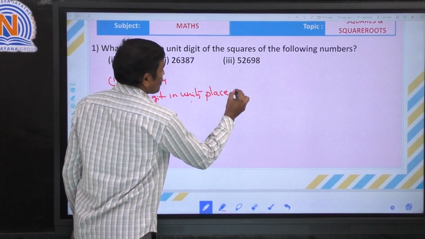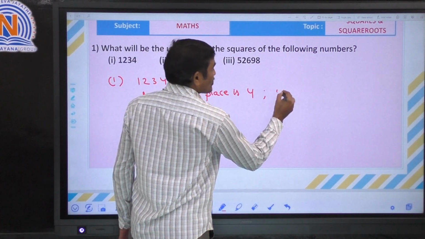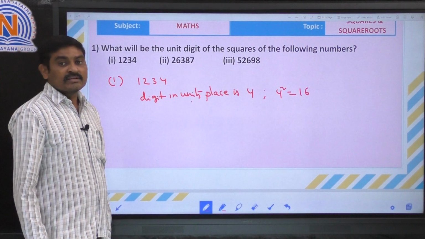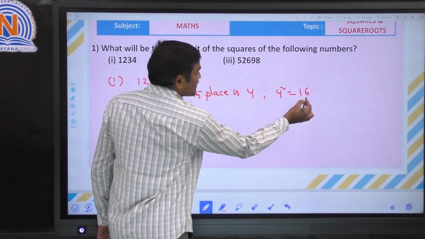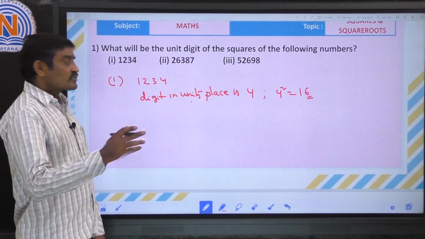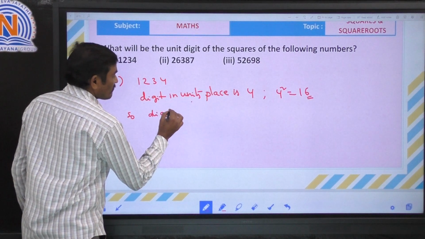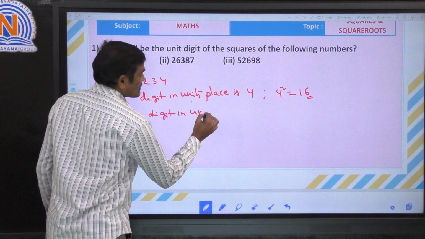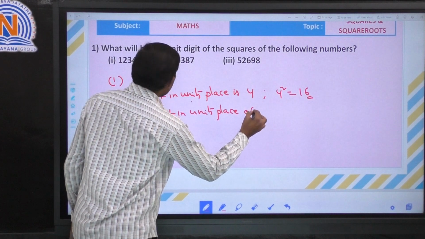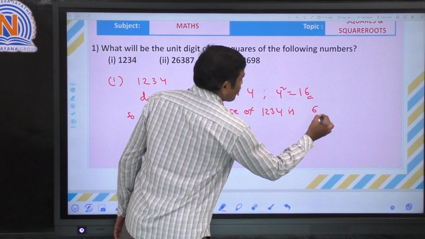is 4. We know that 4 square is equal to 16. So what is the digit in units place? Here 16, the digit in units place is 6. So the digit in units place of 1234 squared is 6 only.